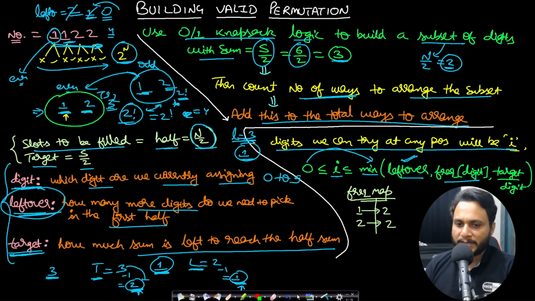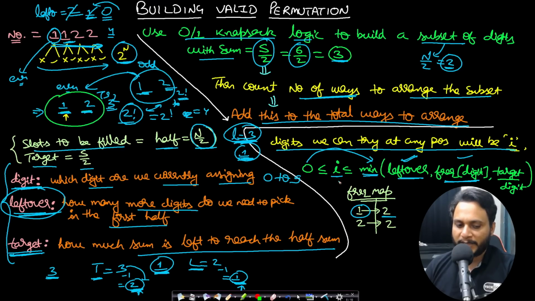Even if the leftover is 3, I may not be able to include 1 three times, because it will also depend on the frequency of 1 in the actual number. So sometimes it will happen that the leftover value is more, but the frequency of the digit is less in the actual number. So you cannot include it as many times as you like. So it has to be the minimum of leftover comma frequency of digit.